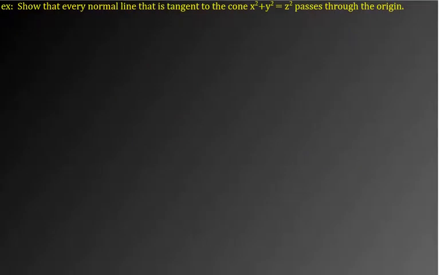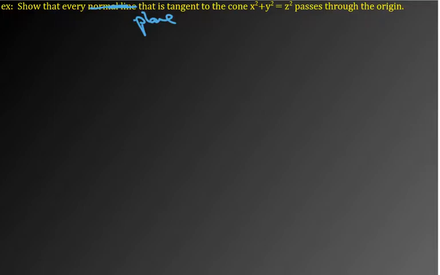All right, I got one more. And I just noticed that this thing should actually say something else. So it should say: show that every plane that is tangent to the cone passes through the origin.